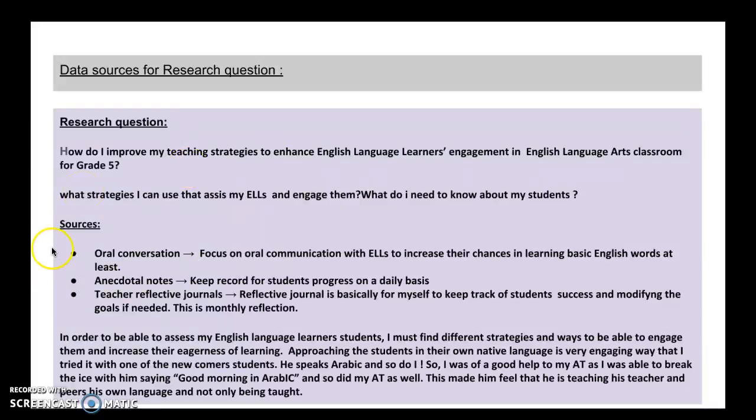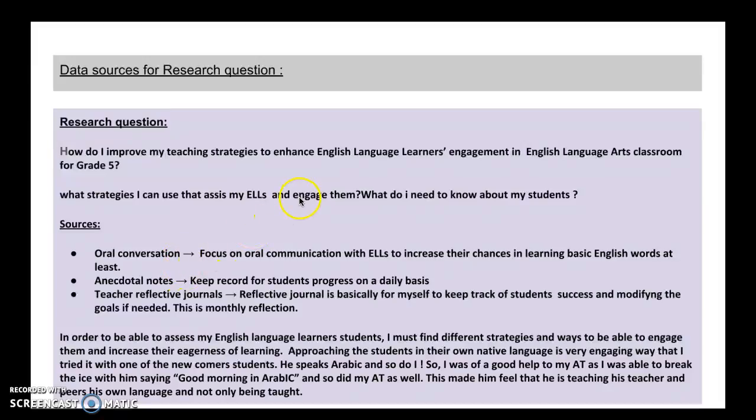The resources I got are for my research question, which is: how do I improve my teaching strategies to enhance English language learners' engagement in English language arts classroom for grade 5? What strategies can I use to assess my English language learners and engage them? What do I need to know about them?